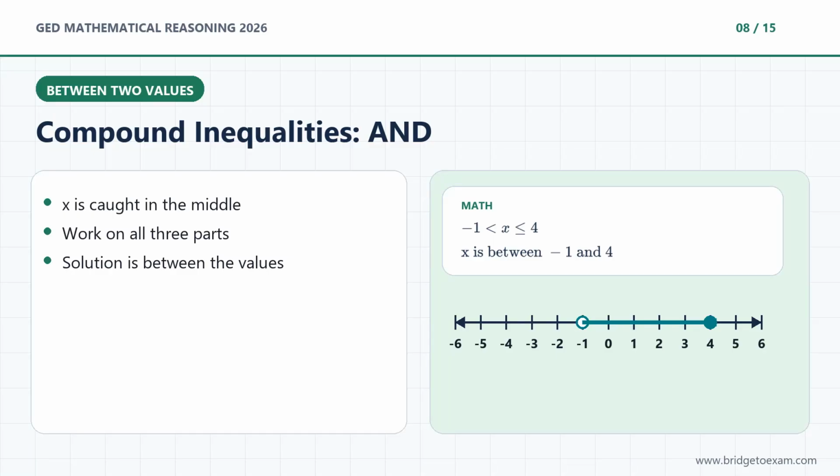Sometimes x is trapped between two numbers. This is an AND inequality. Read negative 1 is less than x, which is less than or equal to 4, as x is between negative 1 and 4. Whatever you do, do it to all three parts at the same time. The solution is the piece in the middle.